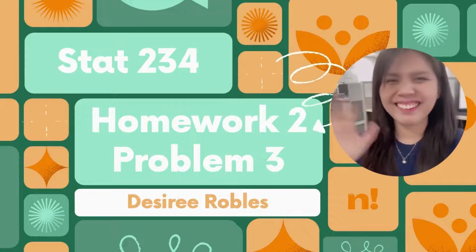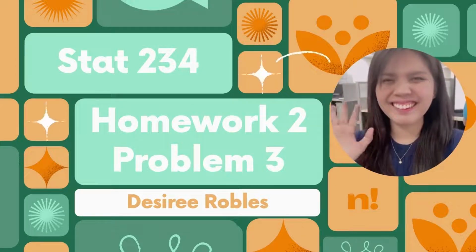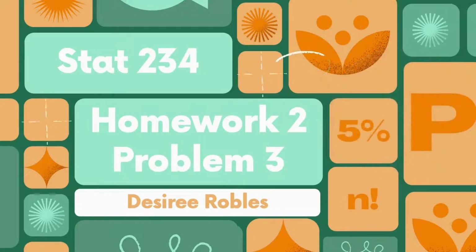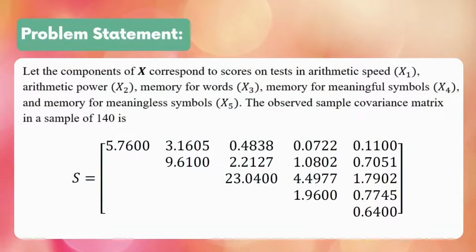I will present the solutions for item number 3 of our homework number 2. Problem statement: Let the components of matrix X correspond to tests in arithmetic speed or x sub 1, arithmetic power or x sub 2, memory for words or x sub 3, memory for meaningful symbols or x sub 4, and memory for meaningless symbols or x sub 5.